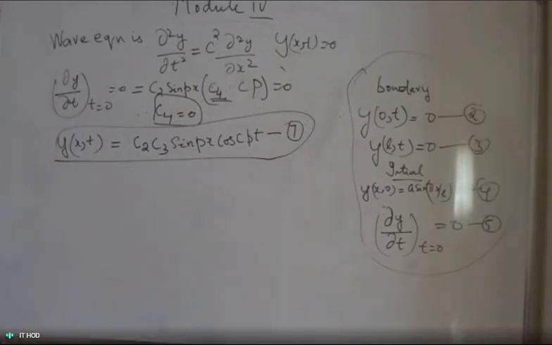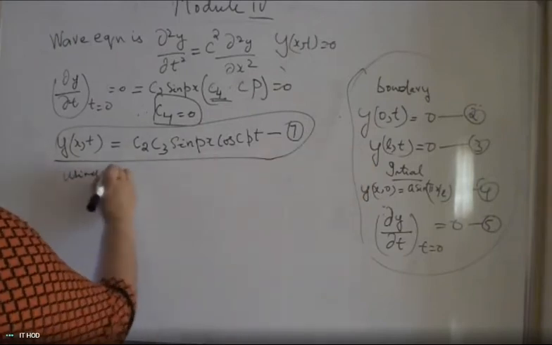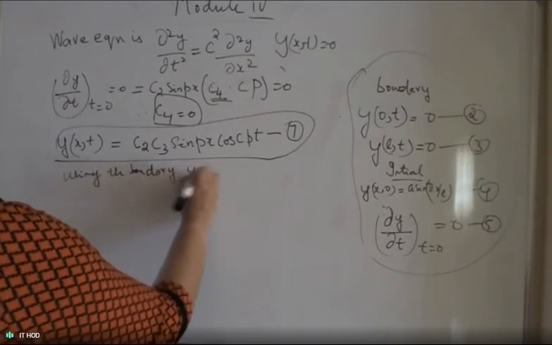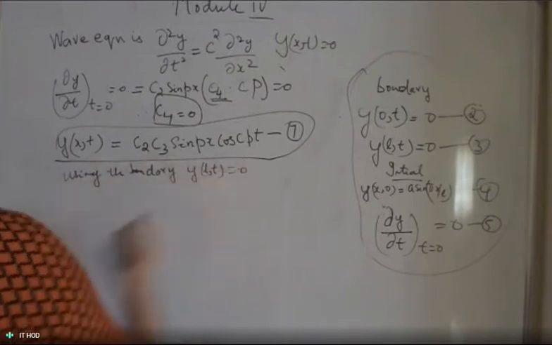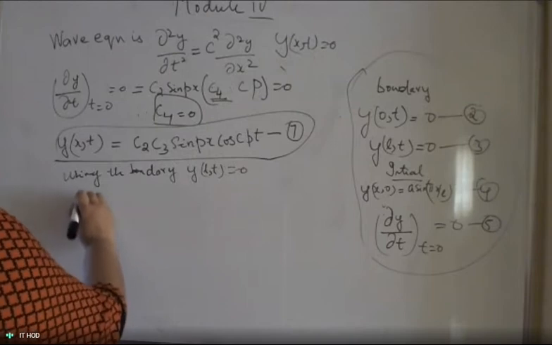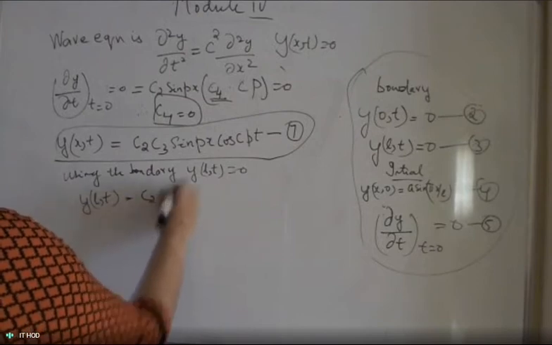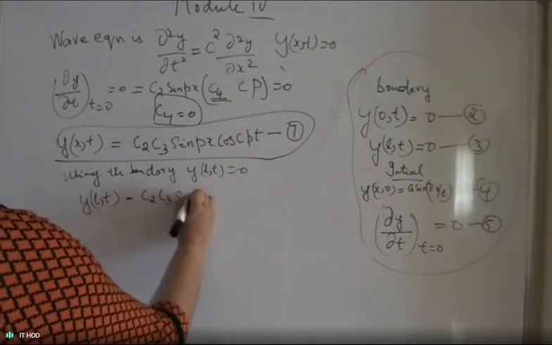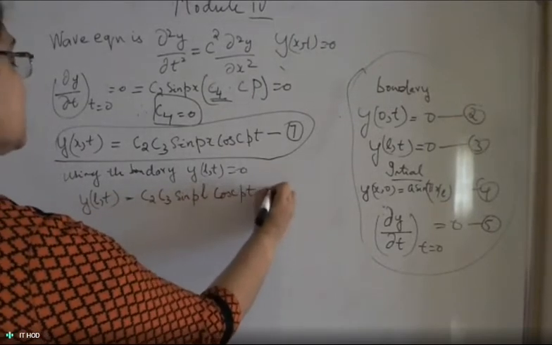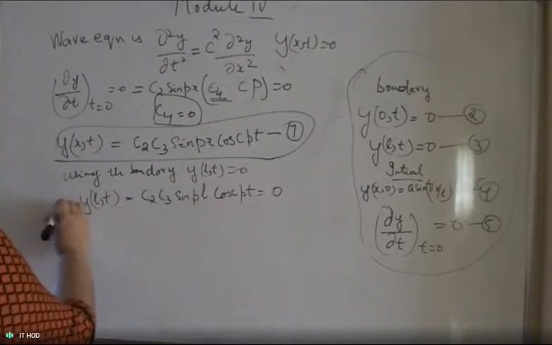So the next condition is using the boundary condition y(L,t) equal to 0. So x is equal to L. So I'm going to write that y(L,t) equal to 0 means y(L,t) is equal to C2 C3, x is L, sin pL cos cpt, equal to y(L,t) is 0. We already know that. So this is equal to 0.